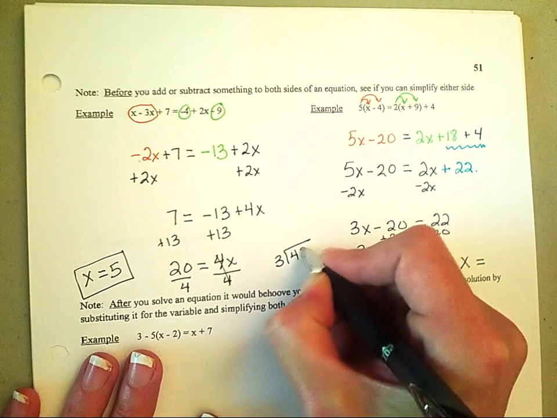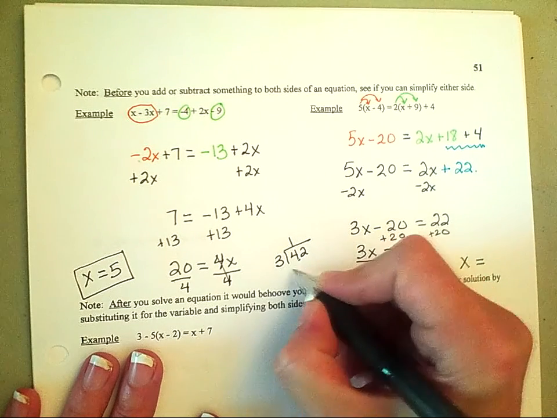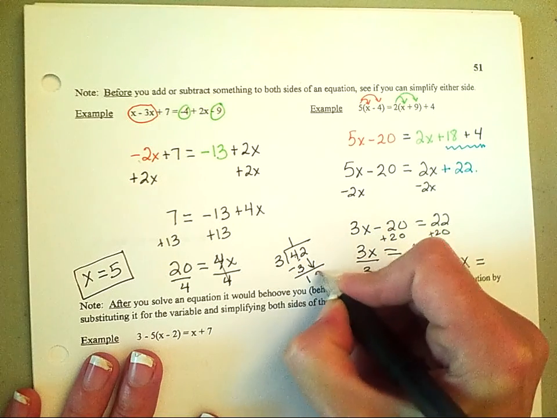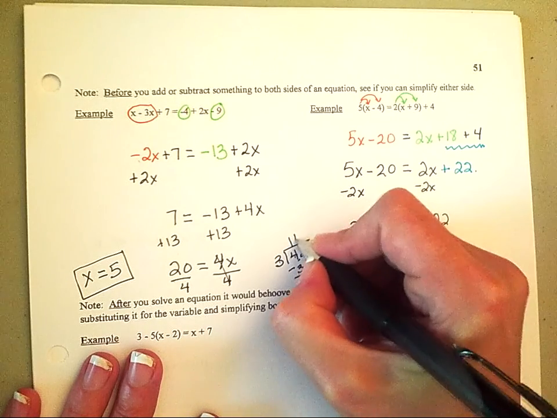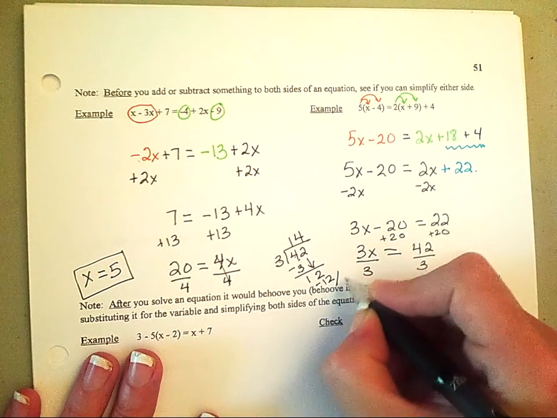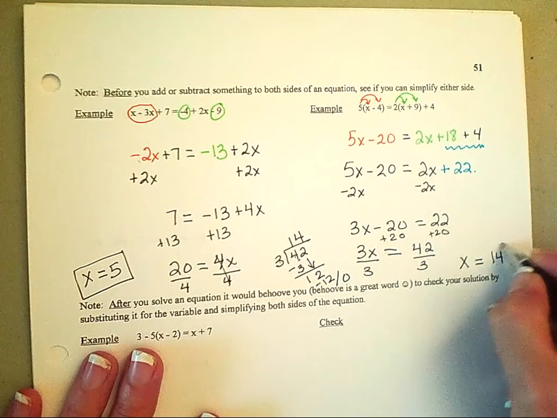So let's do the long division. 3 goes into 4 one time. 1 times 3 is 3. And then we'll subtract and bring down the 2. 3 goes into 12 4 times. 4 times 3 is 12. Subtract 12. There's a remainder of 0. So we know that x is equal to 14.